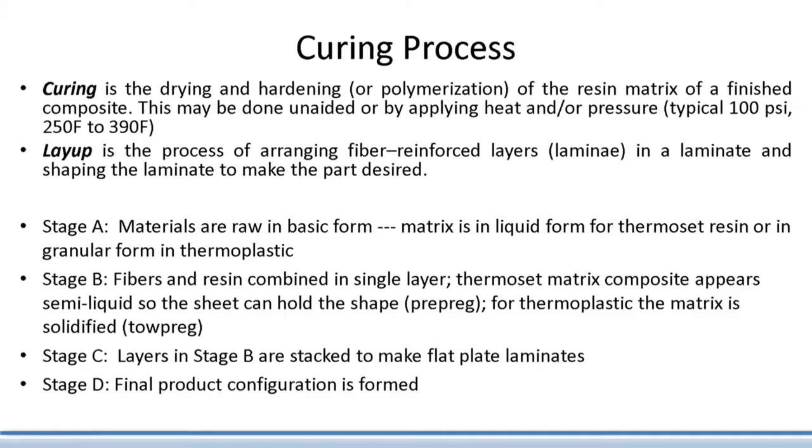Stage B, or B staging, is when the fibers and resin have been combined together into a single layer, and the thermoset matrix composite appears semi-liquid so the sheet can hold its shape. For thermoplastics, the matrix is solidified. In stage C, the layers in stage B are stacked to make flat plate laminates. In stage D, the final product configuration is formed.